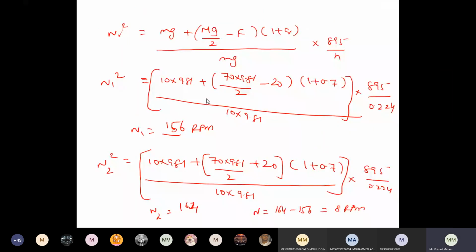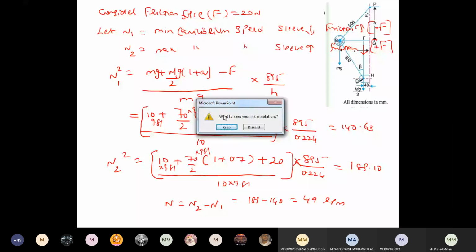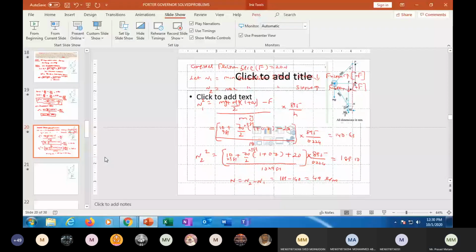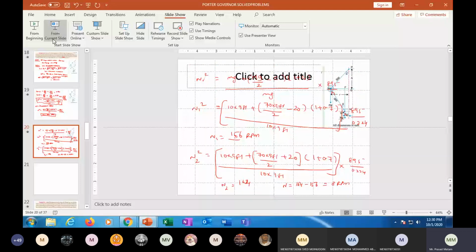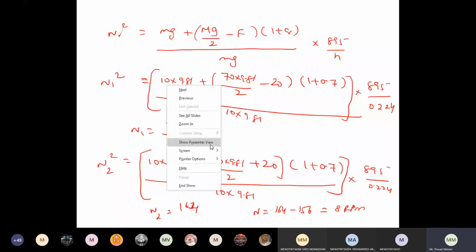Okay. Take this slide only. I'm going to delete this slide. Got it? Yeah, this slide I'm keeping. Okay, this is what you have to take. You get range of the governor as 8 rpm. Okay, now let us go for one more problem. Is this clear? If it is clear, I will go to the next problem.